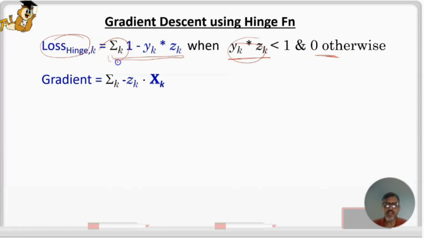And when you take the gradient of this, the gradient is going to be this. The gradient is simply this. You take the gradient of the loss, and this is going to be your gradient.